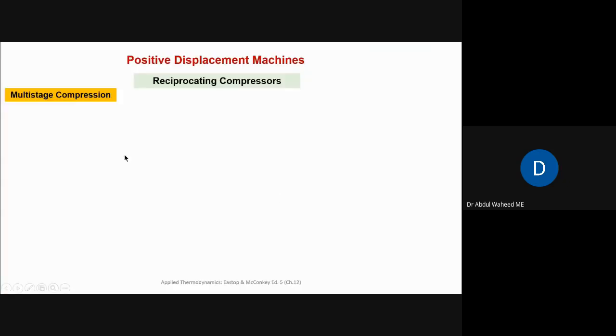So then I shall start the next topic, almost the last topic of this chapter, multi-stage compression. Till now we have discussed single stage compression. It means only one single cylinder and one cylinder piston mechanism. It could be single acting, it could be double acting, but single cylinder. So gas is compressed in a single stage. So single stage compression that we have just discussed, with clearance.